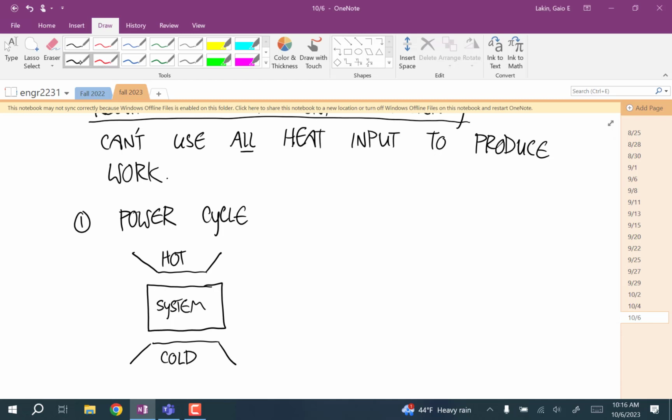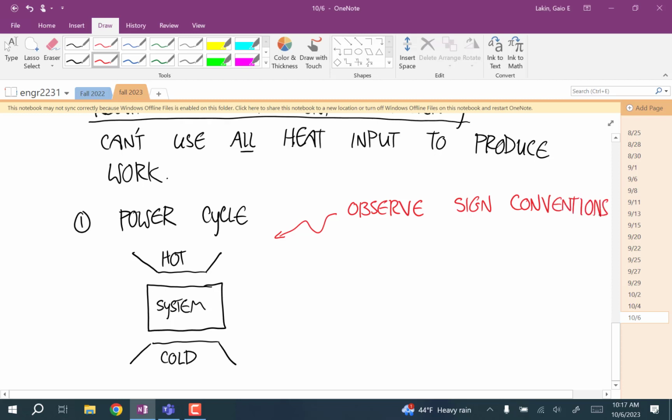I want you to notice as we do this, we're getting away from the first law sign convention. So I think actually in the power cycle, it's our usual first law one, but when we get to the other two cycles, we're going to change it. Observe the sign conventions. It's not going to be the same thing that you've been using in the first law.